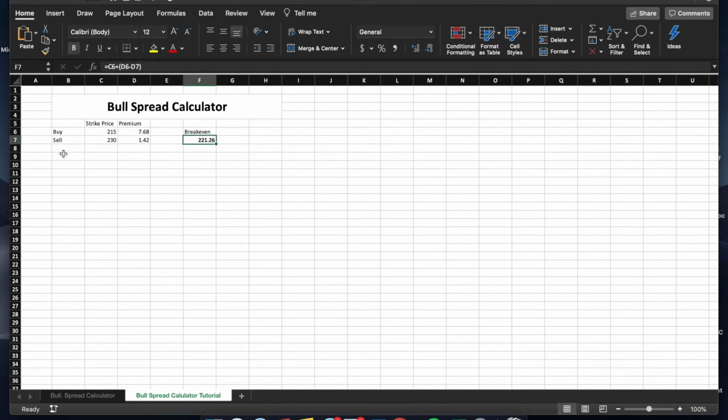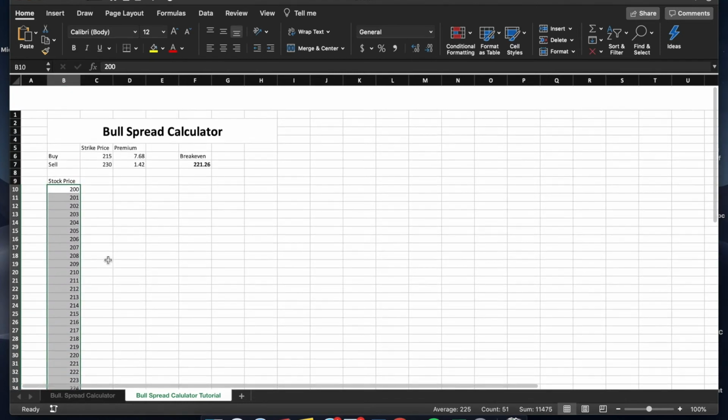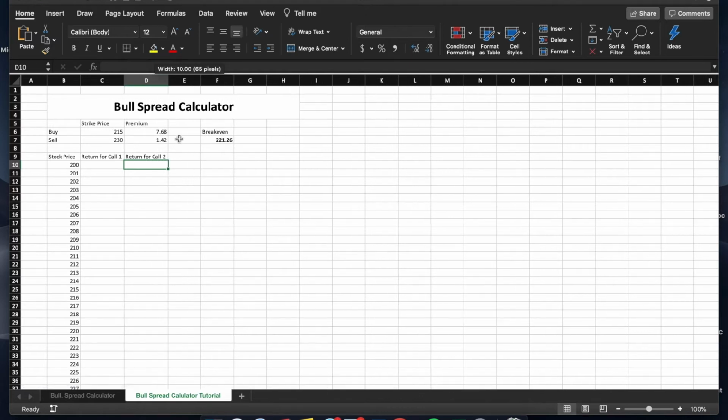The next piece here is we're going to list a bunch of different stock prices, and this will tell us what our return is going to be based on the stock price. So we're going to go from 200 to 250. And essentially what this is going to do is calculate the return for both of the calls based on the stock price. So return for call 1, this is my buy call. Return for call 2 is going to be my sell call. And then in column E, we're going to have profit and loss, which will take the net profit loss from both of those.